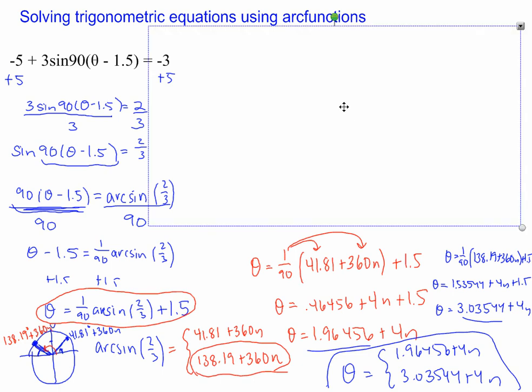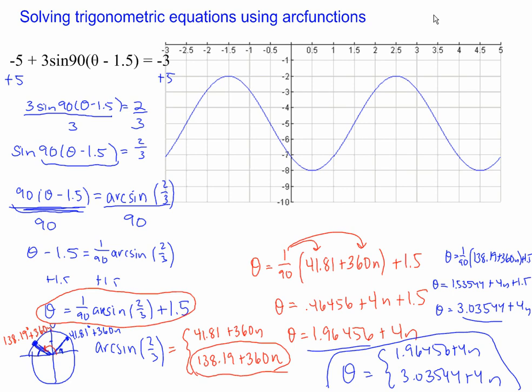I want to show you that graphically this matches up as well. If I look at where this graph is equal to -3, that's here. Do the answers that I got match up with what I see here? If I let n equal 0, my two angles are 1.9646, which looks like this, and 3.0355, which looks like this one. And then every 4 units, I get that repeated.